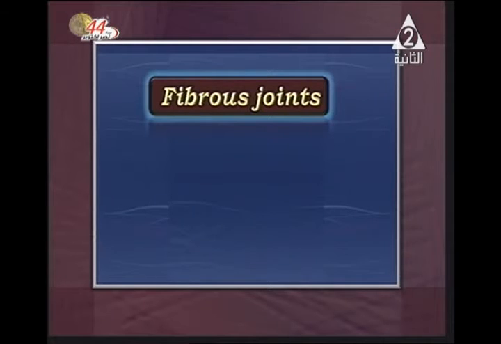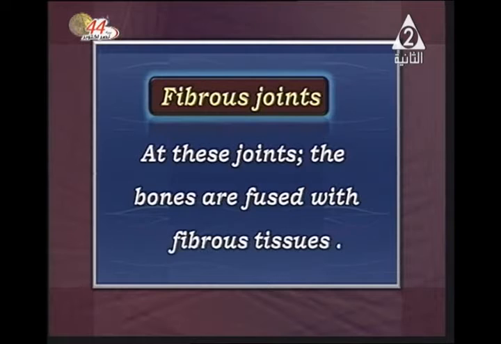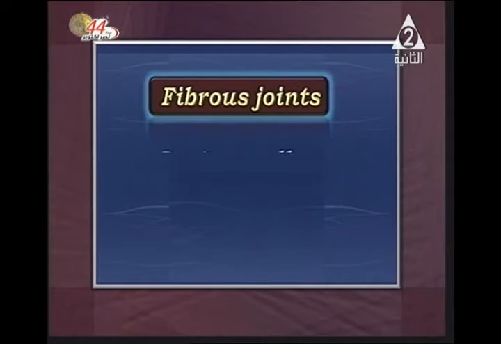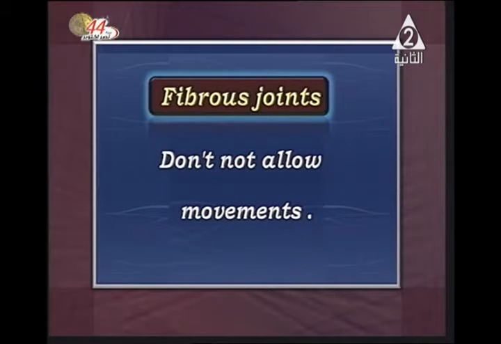Fibrous joint. This type of joint is fused. The bones of this type are fused together with fibrous tissue, as the name suggests. So the bones that meet each other at this site are covered by fibrous tissue. It's so easy, and they do not allow any type of movement. Before I give you the example, I need you to think. We already started in the last episode.